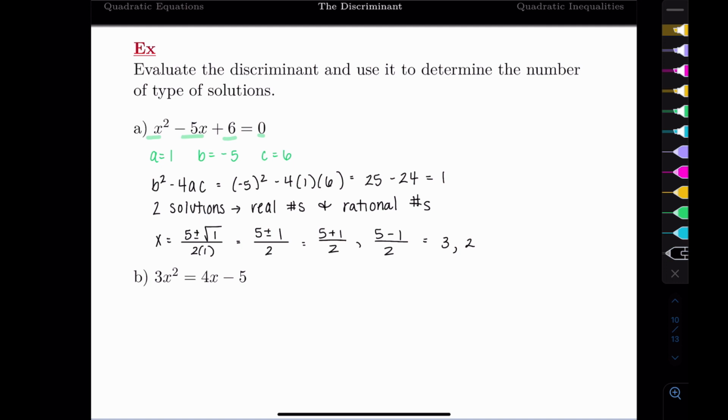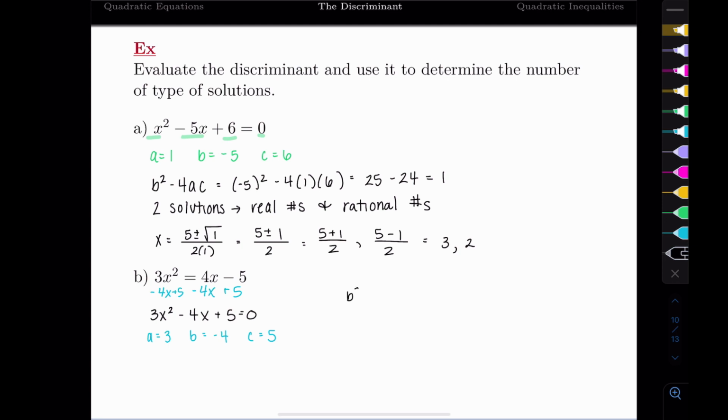Okay. For this next one, I unfortunately don't have 0 on one side, so I do have to do some work first. And again, you could just move the 3x squared over, but I like keeping the x squared positive, so I'm going to move the others over instead. So this is 3x squared minus 4x plus 5 equals 0. And now we can say our value of a is positive 3, our value of b is negative 4, and our value of c is positive 5.